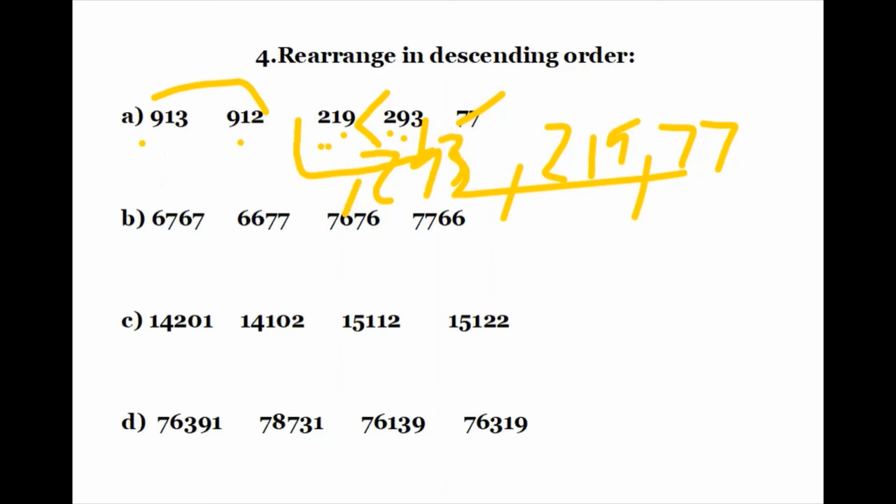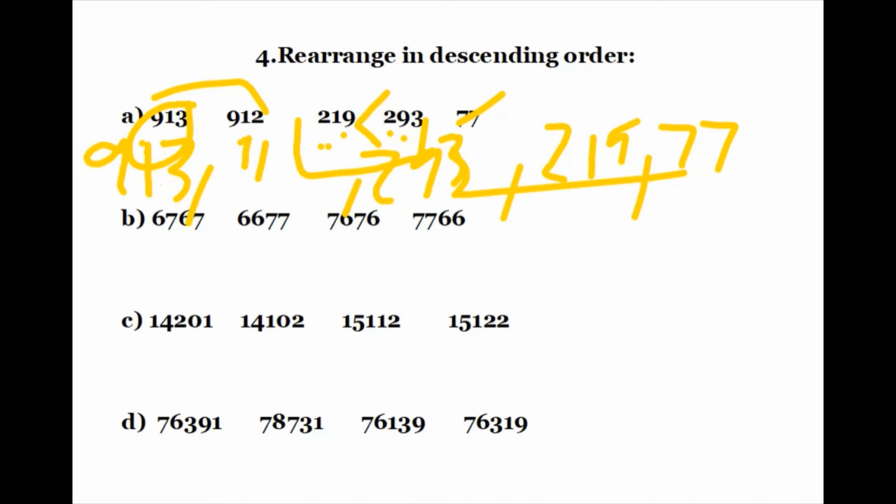Then we are left with these 2 numbers. So it's a 9 and a 9, 1 and 2, 3 and 2. 3 is bigger than 2. So our largest number is this one, 913. So we put it first, and then this one comes down there. And that's how you'd order your numbers in descending order. So let's do the next.